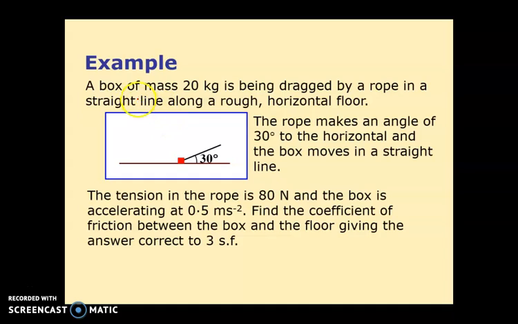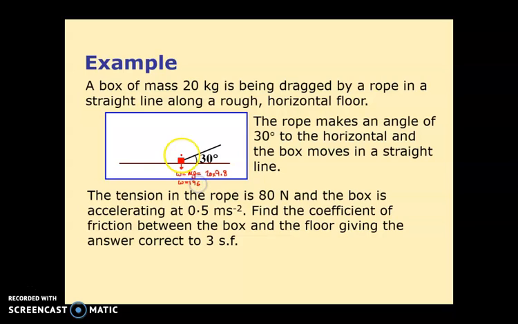The second example, a box of mass 20 kilograms. So this is now 20 kilograms, and of course that means I can calculate the weight. Weight equals mg, and mg in this case is 20 times 9.8. You should know the 9.8, which is 196. So W equals 196.